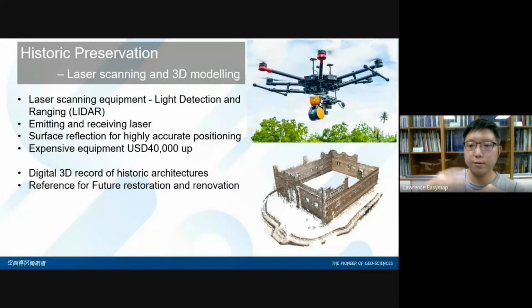After scanning a lot of point counts, a 3D model will be built, just like the one on the lower right-hand side. It can be very accurate, but on the other hand, the equipment is very expensive. It can cost more than 40,000 US dollars. Those digital 3D models can be a record for some historical architecture, and when the architecture needs to be restored or renovated in the future, it can be the reference.